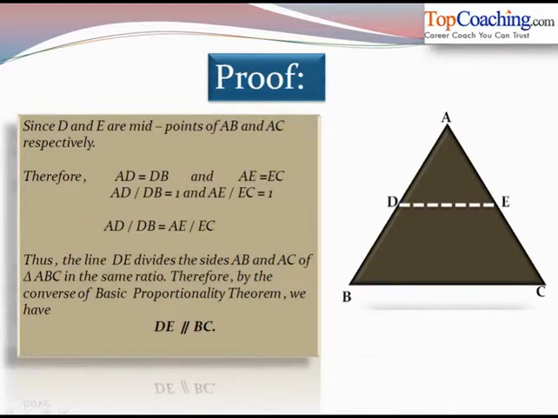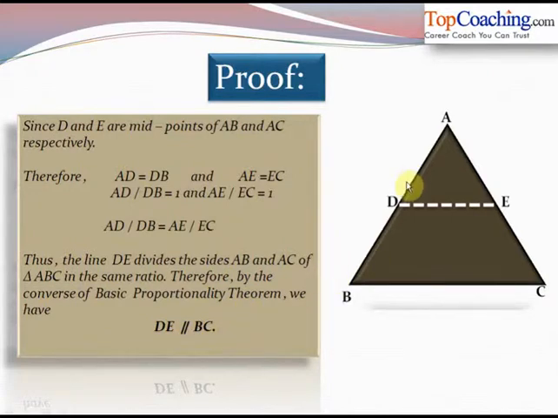So we see that the ratio of AD by DB and the ratio of AE by EC are the same, and that is equal to 1. So we can write it as AD by DB equal to AE by EC. Thus we can say that the line DE divides the sides AB and AC of the triangle in the same ratio, and this is nothing but the converse of basic proportionality theorem, and from that we get DE parallel to the side BC.